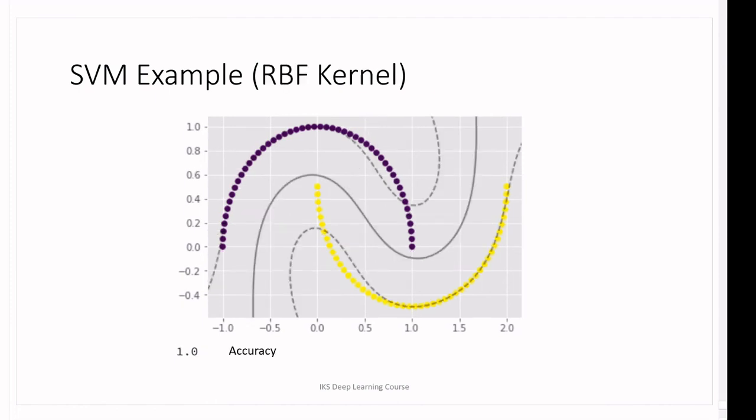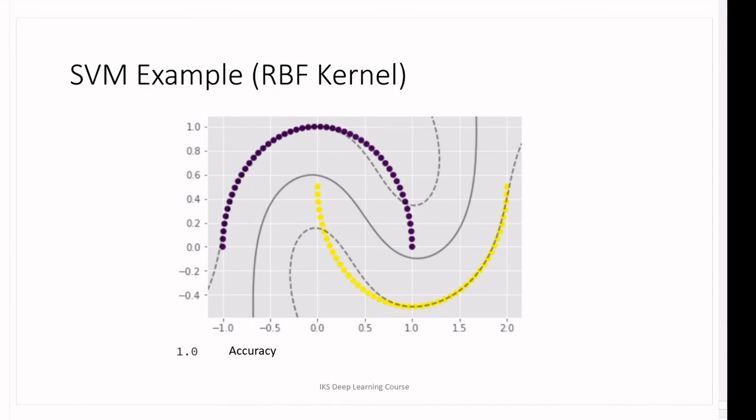On the other hand, if you use the RBF, or radial basis kernel function, that means before doing any dot product calculation, you make use of the radial basis function and then apply SVM. In that case, you end up with a nonlinear decision boundary that is able to do the classification very nicely and perfectly for this problem.